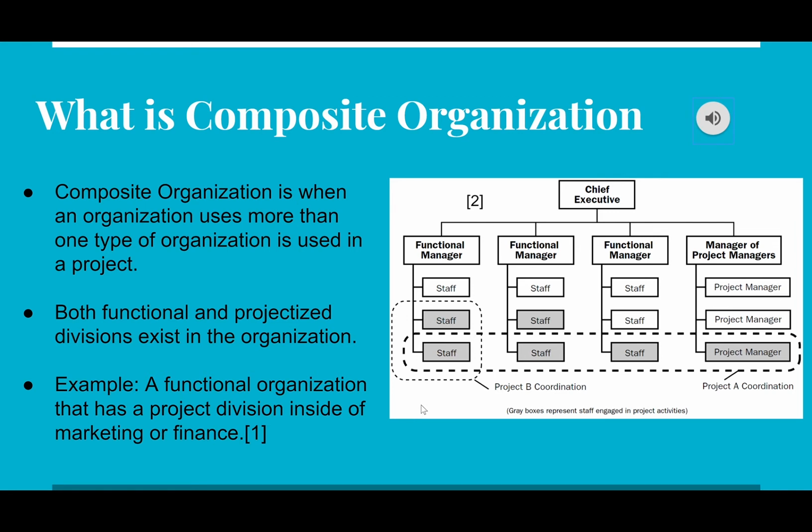A good example to think of this might be if you have a functional organization, but the CEO decides to create a special project that includes marketing and finance employees that are usually under different functional managers. Now they come together and they have a projectized division as well as all their functional divisions reporting to the CEO. This concept of having two organization types in the same company reporting to the same CEO is what we call a composite organization.